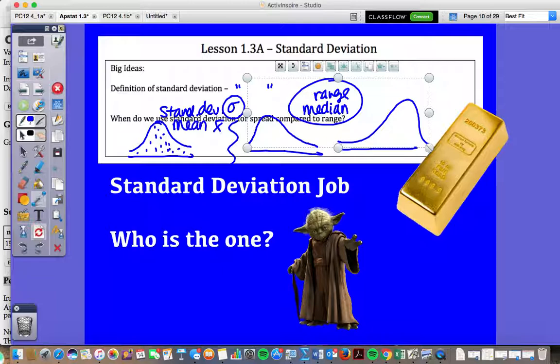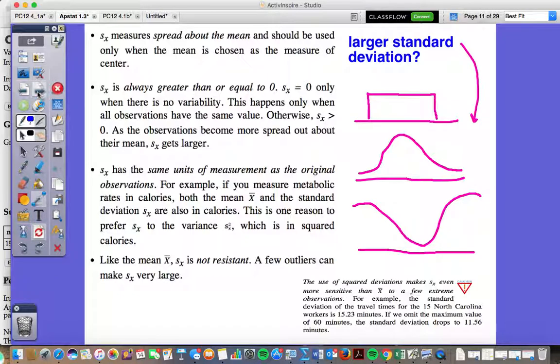We did the standard deviation job. Nicely done. It's a big job right there. All right, question. Here we go. We're going to label this A, B, C, and I want you to choose which one has the largest standard deviation.